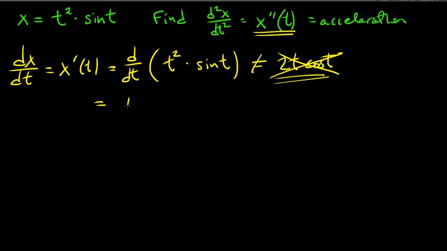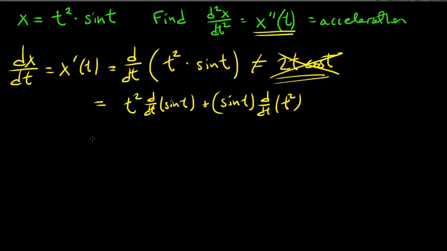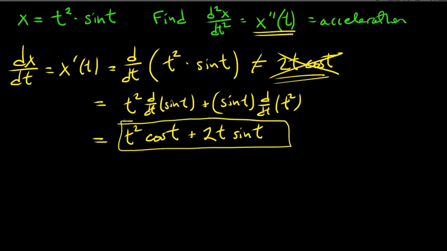Instead, we use the product rule, right? First times the derivative of the second plus second times the derivative of the first. Okay, so, yep, the derivative of sine is cosine. And then the derivative of t squared is 2t. And I'll just pull the 2t in front, if that's okay with you. And we can leave it like that, right? So that's the first derivative.